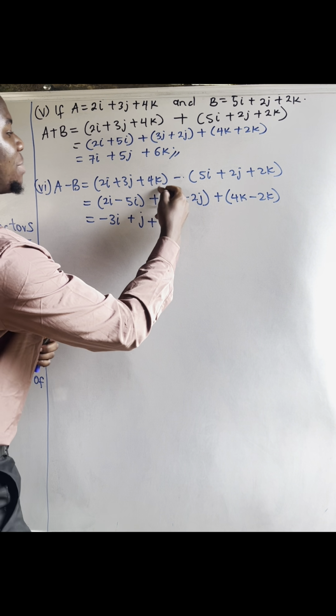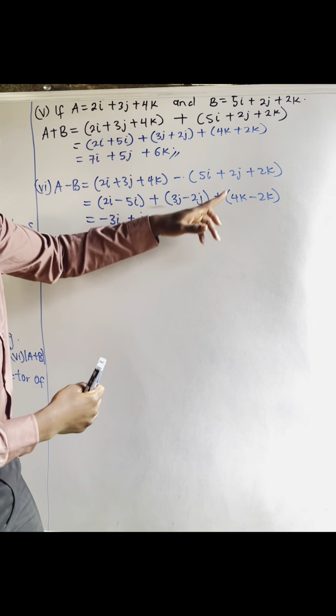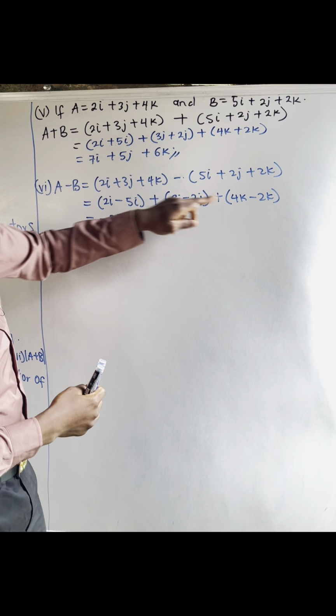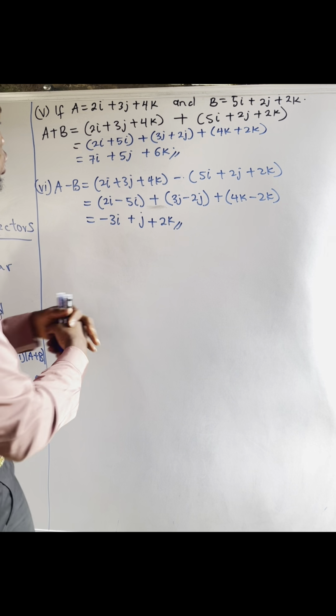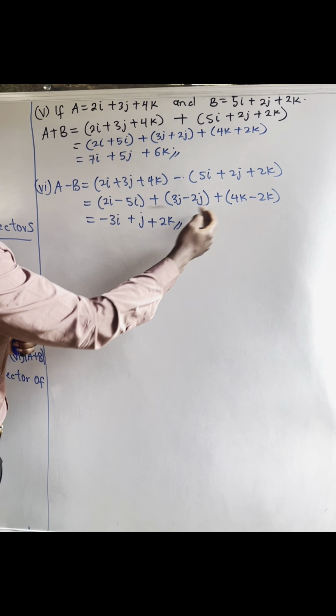So you open another bracket for j, 3j minus 2j. Close the bracket. Then place another plus outside the bracket. Open another bracket, then 4k minus 2k. Close the bracket. So this will give us minus 3i, this will give us j, and this will give us 2k.